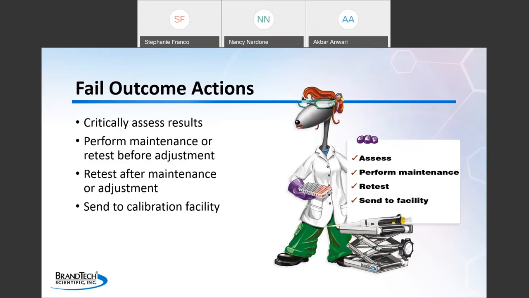Great, Nancy. This has all been very helpful information so far. It's time for our final polling question. How often does your lab have its liquid handling equipment calibrated? Select A for annual, B every 6 months, C every 3 months, D or some other time frame. Give you a few more seconds to answer.